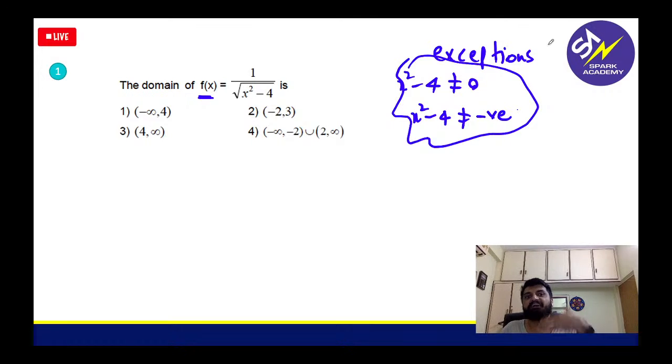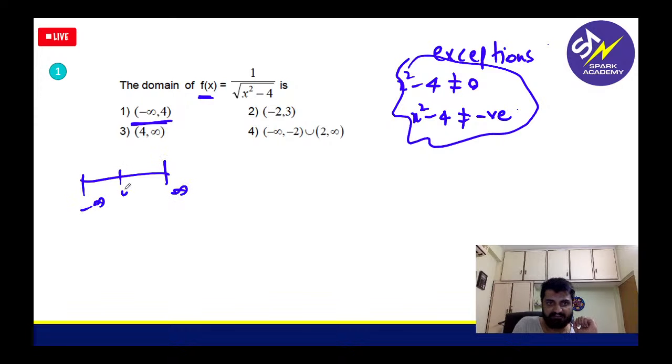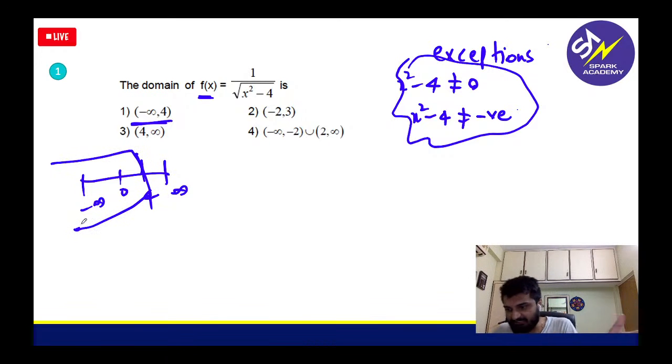Now let me check each and every option. What do you mean by the first option? Open bracket minus infinity to 4 means what? This is minus infinity, this is infinity, 0 will lie here, 4 will lie here. Any value I can take from minus infinity to 4. So can I take a 0 here? If you substitute a 0, you are getting 0 minus 4, root of minus 4. Is that possible? No, it's not possible. It's an exception. So the first option is ruled out.